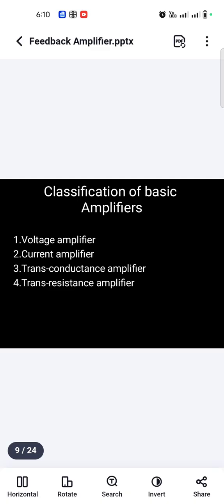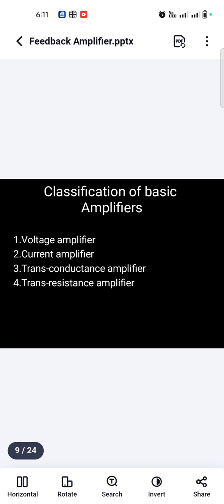Okay, what is a current amplifier? How will you represent the current? I, right? Gain is A. So AI is equal to the ratio of output current to input current, that is Io divided by Ii. Here also the input as well as output both will be a current. That's why we say that it is a current amplifier.